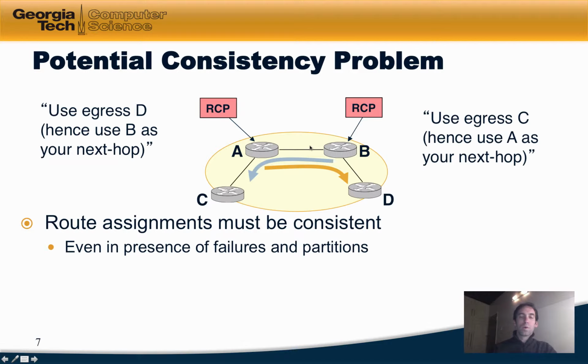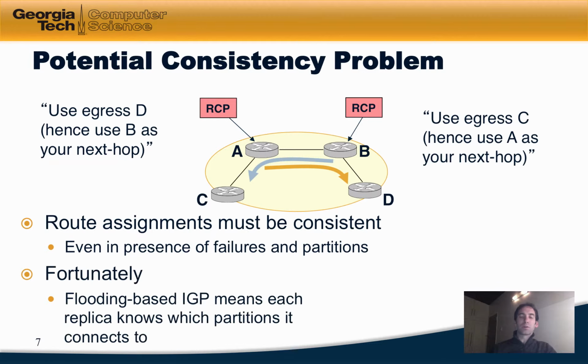So what we want is for route assignments to be consistent even in the presence of failures and partitions. Now we previously just said that if every RCP receives the same inputs and runs the same algorithm, then the output should be consistent. So we want some way to guarantee that.